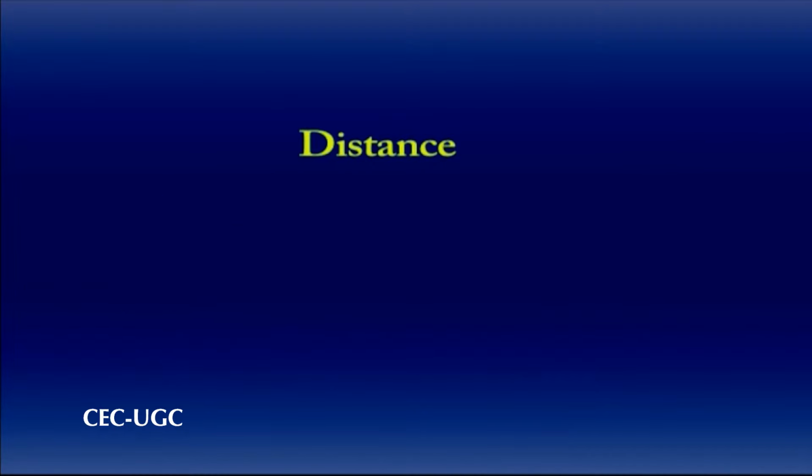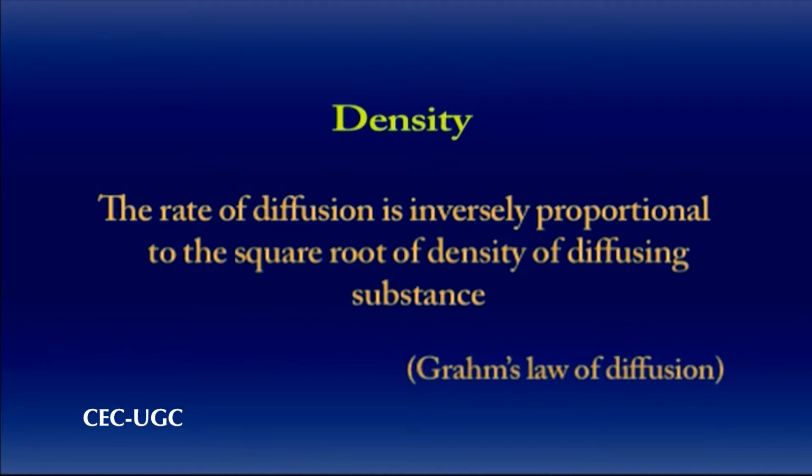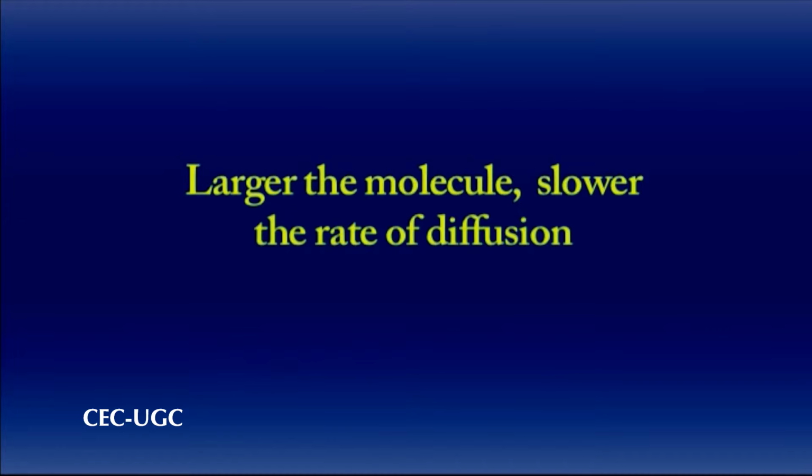The third one is distance. Diffusion is rapid over short distances but extremely slow over long distances. The fourth one is density. According to Graham's law of diffusion, the rate of diffusion is inversely proportional to the square root of density of the diffusing substance, or we can say larger the molecules, slower will be the rate of diffusion.